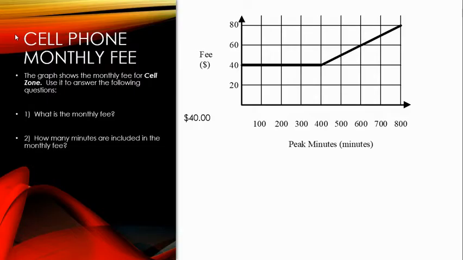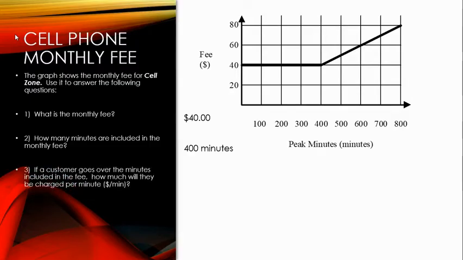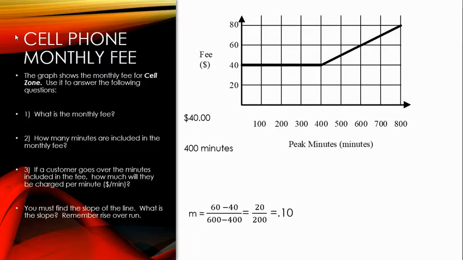How many minutes are included in the monthly fee? Yes, 400 minutes are included in the monthly fee. If a customer goes over the minutes included in the fee, how much will they be charged per minute? That's going to take a little bit to figure out because we have to find the slope. What is the slope of the slanted line? Remember that slope is rise over run. So we need 2 points off of the slanted line.